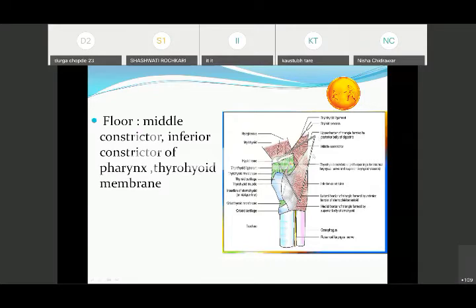So here you can see the outline of the carotid triangle. Just below it, you will see the floor of the carotid triangle, which is formed by the middle constrictor of the pharynx, then the inferior constrictor of the pharynx, and there will be the thyrohyoid membrane, which is pierced by the internal laryngeal artery and internal laryngeal nerve. Here you can appreciate this.